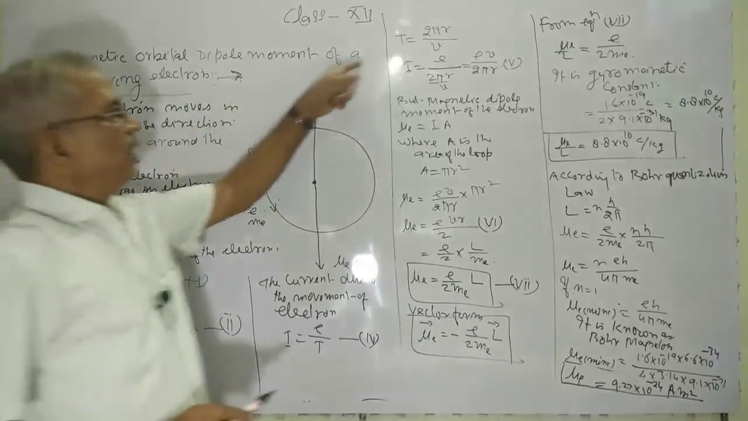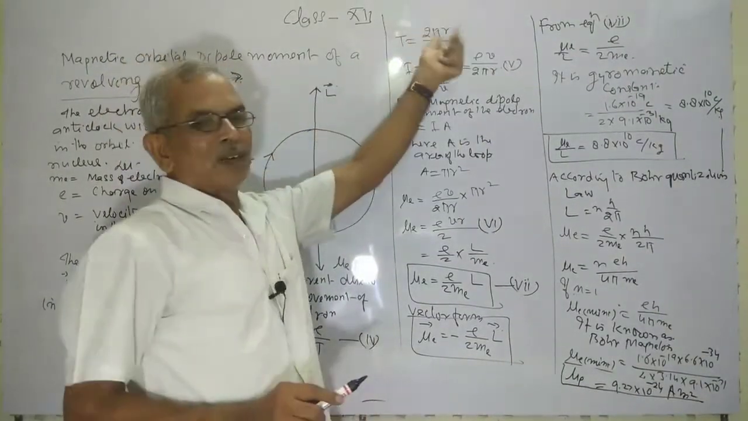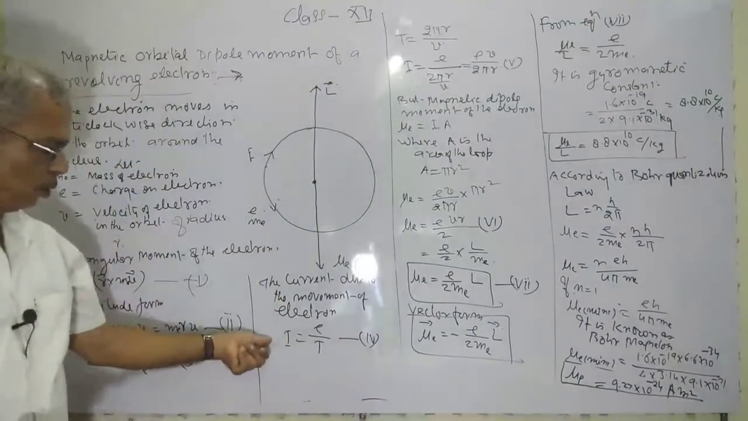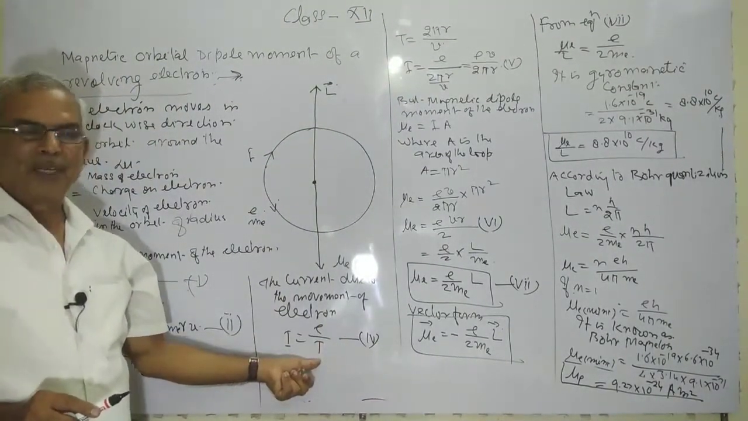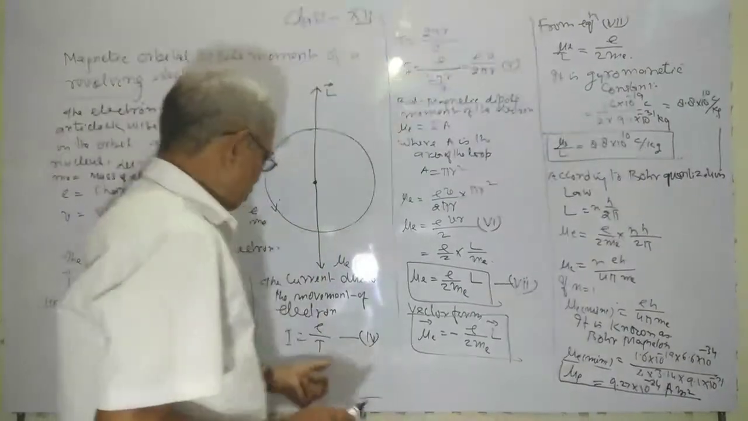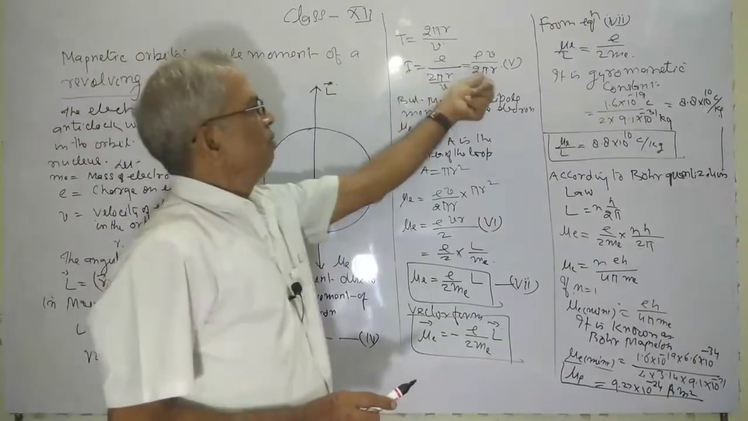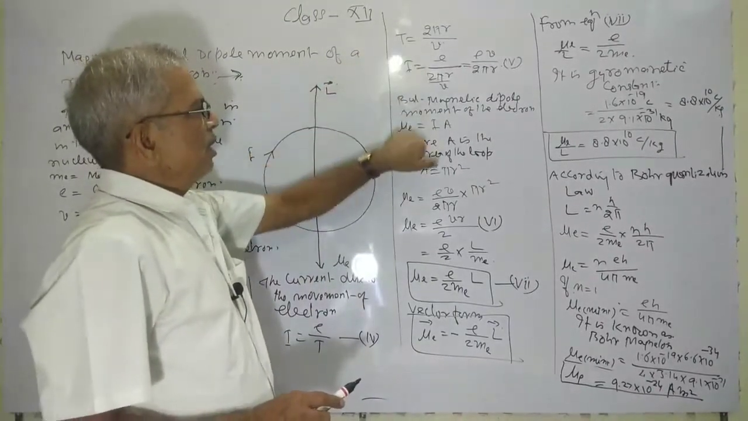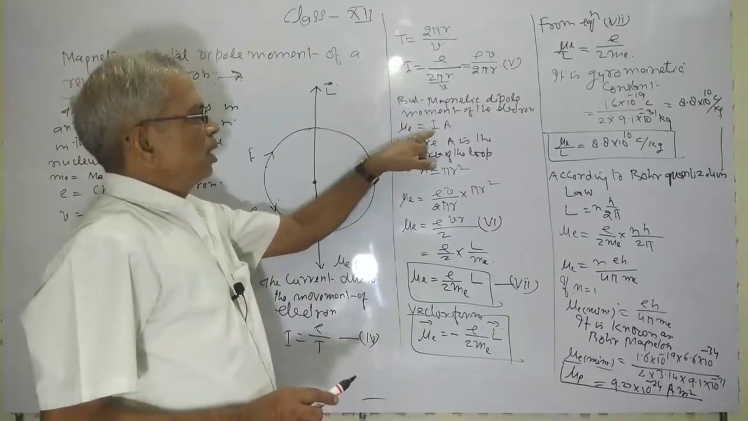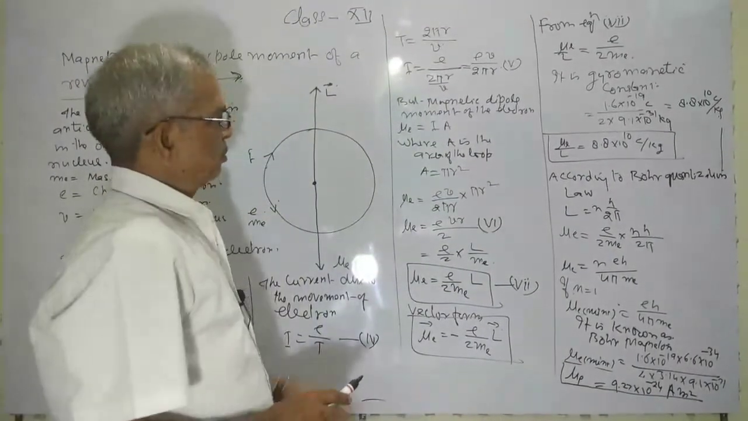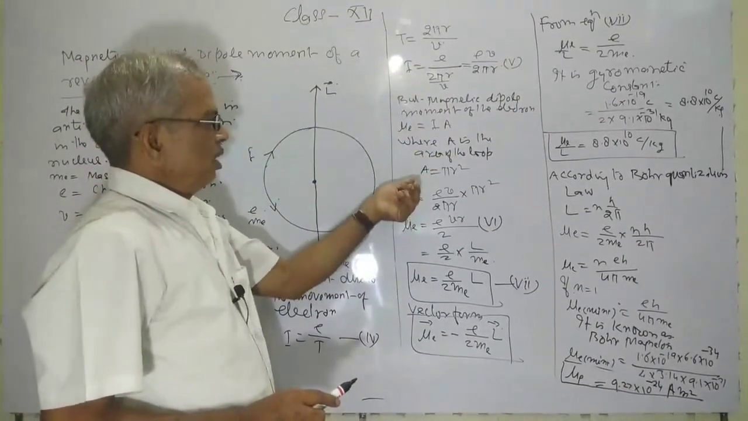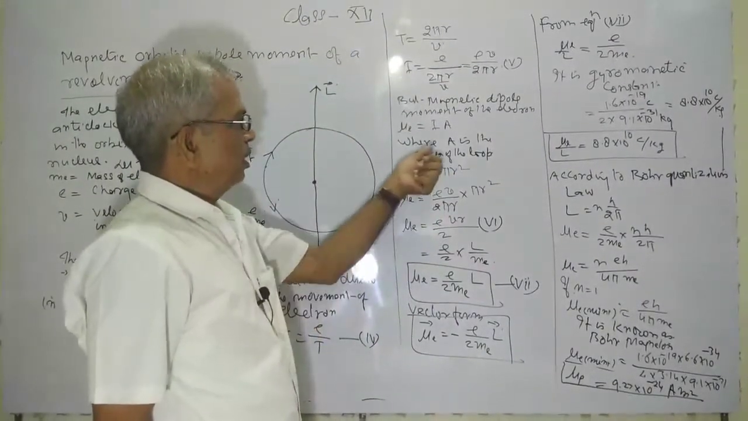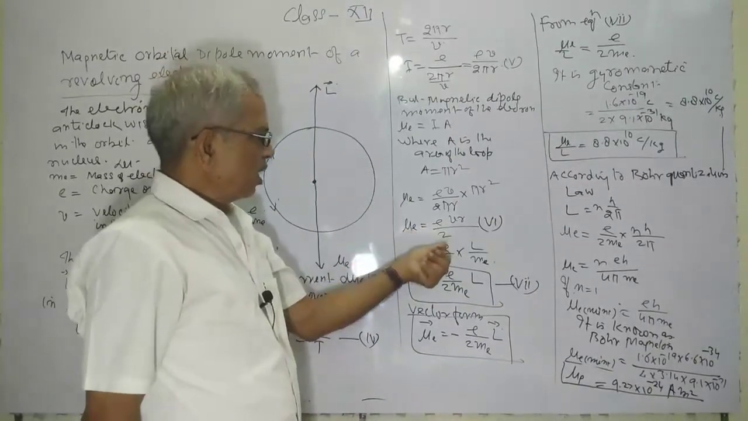Now the time period of the revolution is circumference upon velocity. So the current equals charge of the electron upon time period. Time period is equal to 2 pi r upon v. We put the time period here, then current is e v upon 2 pi r. Now the magnetic dipole moment of the electron is equal to current into area of the loop. So mu is equal to I A, where A is the area of the loop, pi r square. You put it here, then this becomes e v r upon 2.